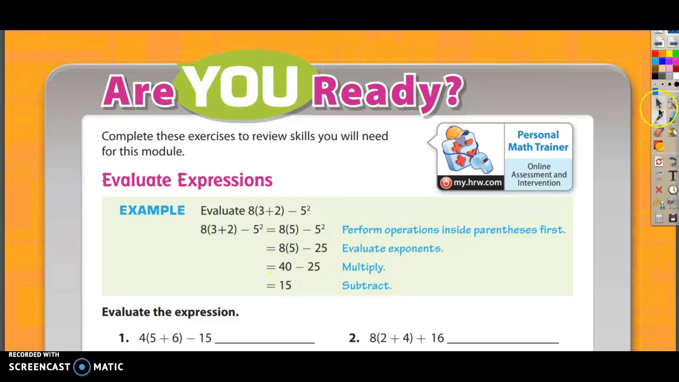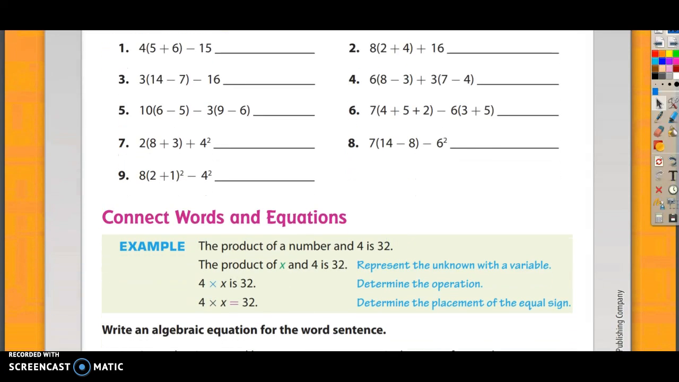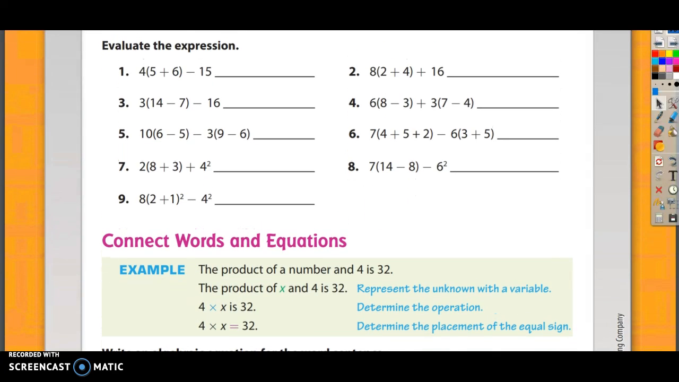So if we review those things real quick, there's two different ways you could use this video. You could watch this video for help on these problems, or you could try these problems first and then use the video to check your answers.